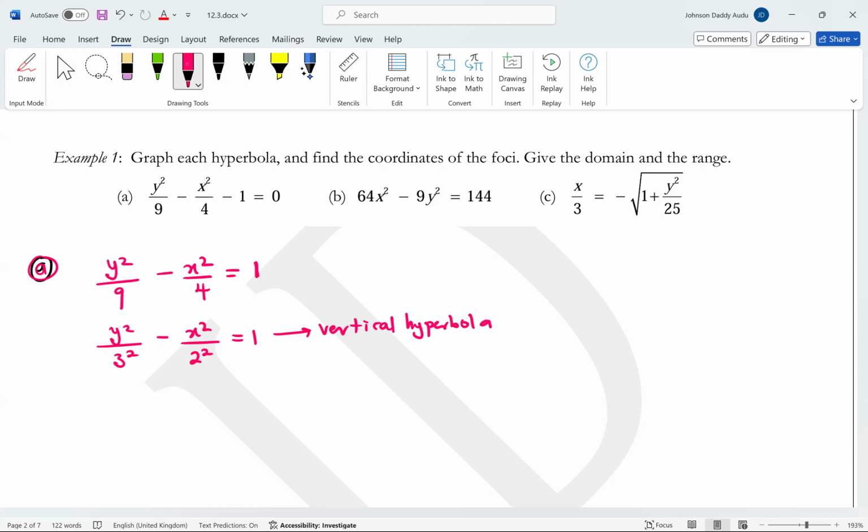Why is it vertical? Because you can see the positive is y. It's y that has the positive. So it's going to be vertical. And therefore, you can take a. So a squared is just 3 squared, which means that a is equal to 3. b squared is equal to 2 squared, which means that b is equal to what? 2. So therefore, we can have c squared, which is a squared plus b squared, which is just 9 plus 4. And that implies that c is going to be the root of what? Root of 13. All right.